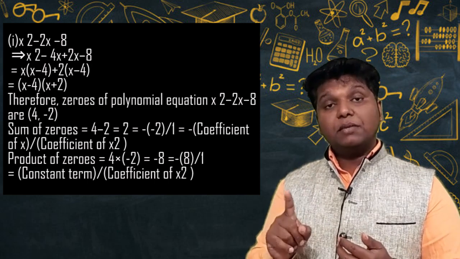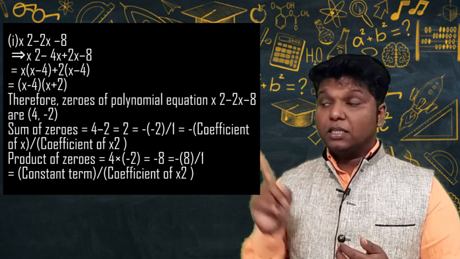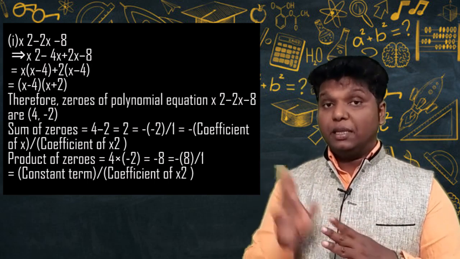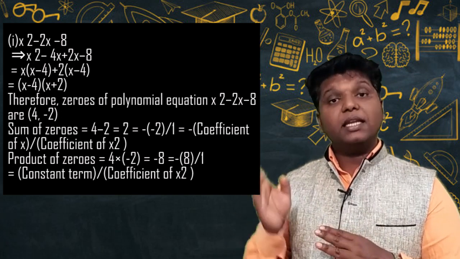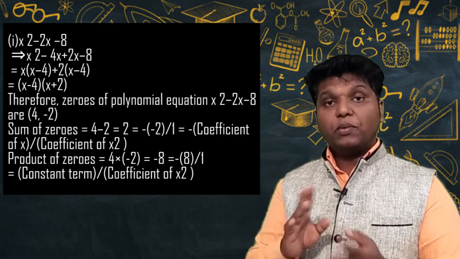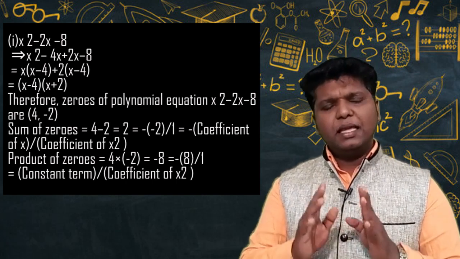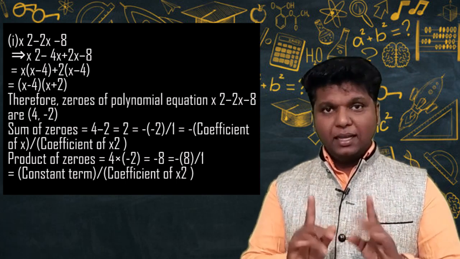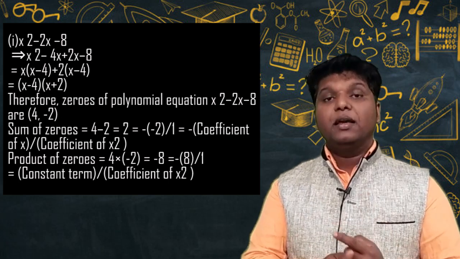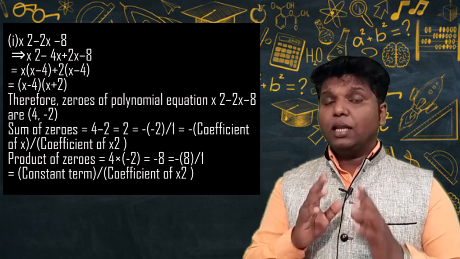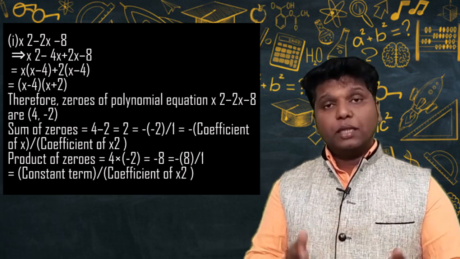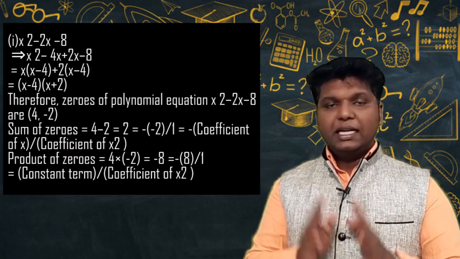And if the last term is positive, that means both of them should have the same sign. It may be a negative sign, it can be a positive sign also. Both of them can be positive and both of them can be negative. The only condition is they must have the same sign. Is that clear? Okay. Now here the last term is negative, so that means both of them have different signs.